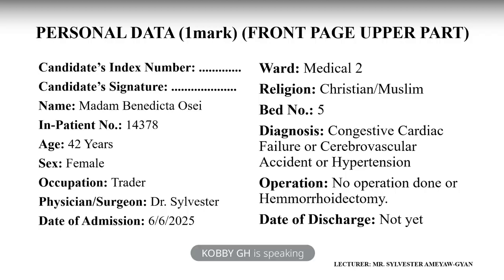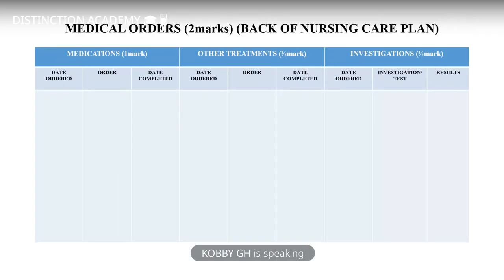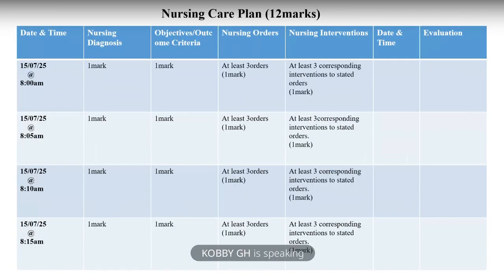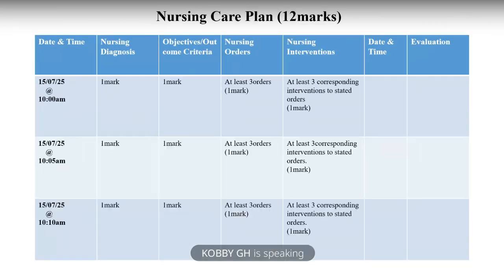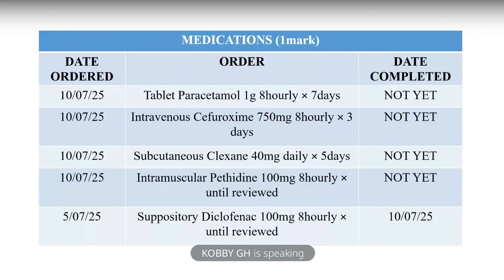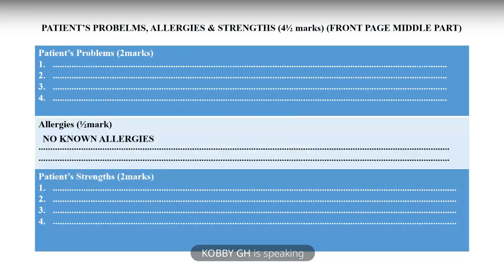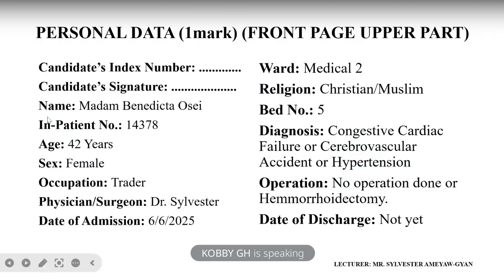All right, no question. So you see, from the index number you come to the allergies, you come to the routine care, you open the inside of the care plan and do the ruling, and then you write the dates down. You turn to the back of the care plan and quickly do the medical orders, the medication, the other treatment, the investigation. Then you come back to the front page again, and now you write the name of the patient.